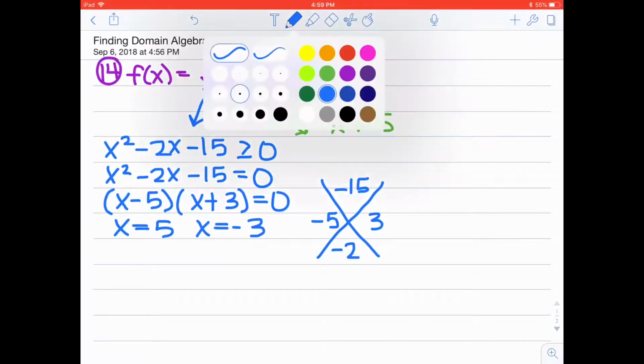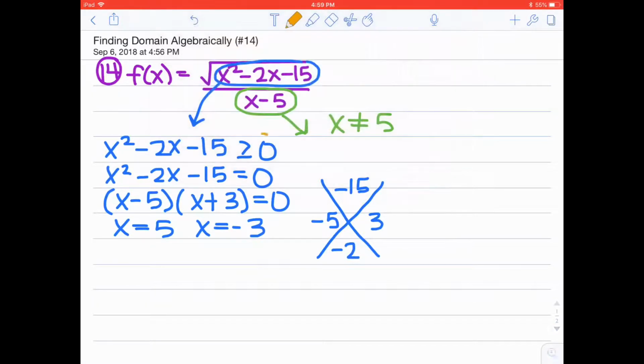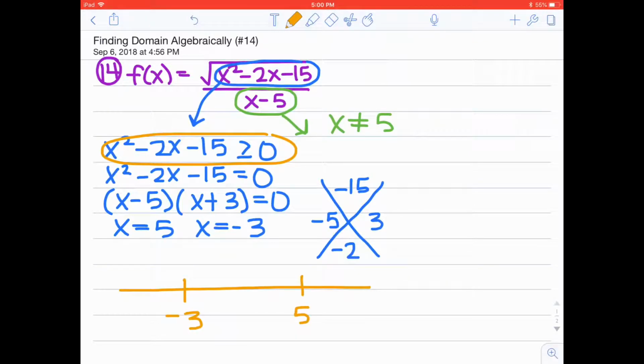So I'm looking back up here at this inequality now. I know that those two values are the numbers that would make the inequality equal 0, but I want to check and see which values would make the inequality greater than 0. So I'm going to go ahead and draw a number line. I'm going to put negative 3 on my number line, and I'm going to put 5 on my number line. I know that I can equal negative 3 because that makes the inequality equal 0, and it can. I know that I can equal 5 because that makes the inequality equal 0, and I can.